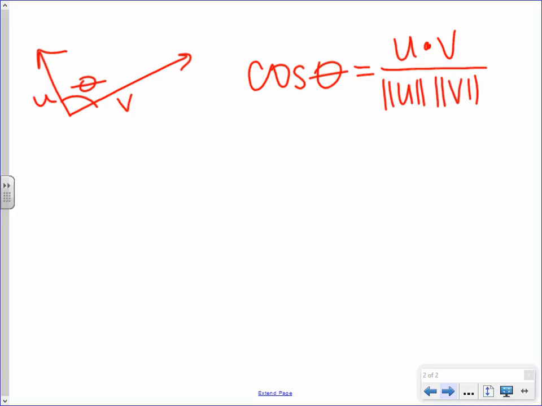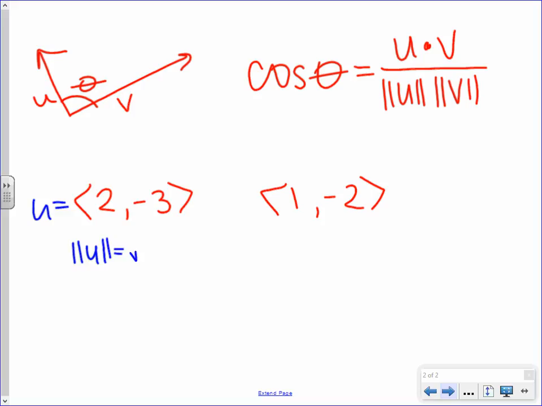So let's say that we have two vectors, 2, -3, and 1, -2. We're going to need a dot product and each magnitude if we're going to find the angle in between. So, Tyler, what's the magnitude of, we're going to call this u? Square root of 13. Good. And we'll call this v. Gabby, what's the magnitude of v? Square root of 5. Good.